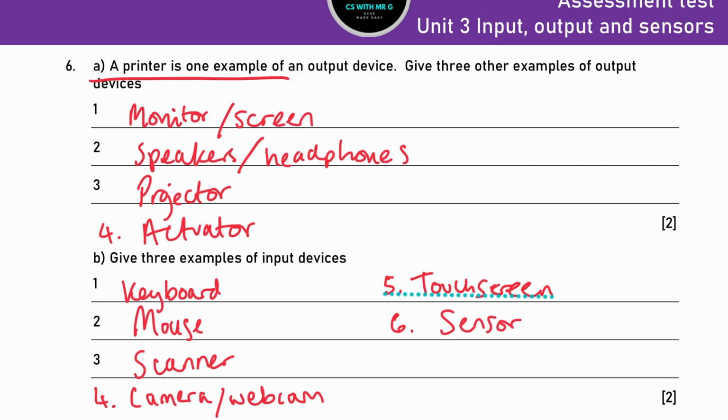And if you wanted to name a sensor in particular, that would be fine, but you can just say the word sensor to cover all aspects, or even a barcode reader, as we mentioned before. There are a bunch of input devices to pick from. And again, please make sure you're on top of the differences between input and output devices.